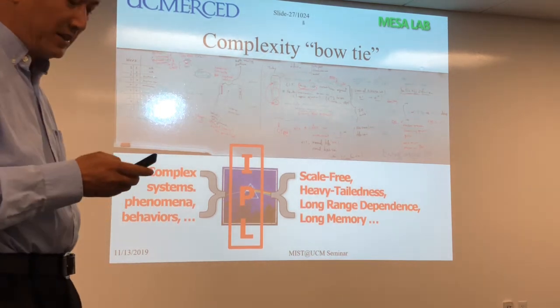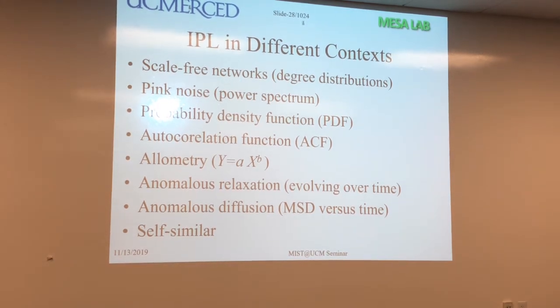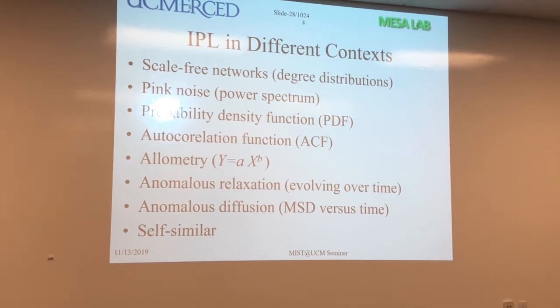So again, that inverse power law can happen in different contexts. We usually use it in scale-free networks. Degree distribution is proportional to 1/degree to the power of alpha. Pink noise is the power spectrum density, and what is the slope of it? It's not an integer multiple of minus 20 dB per decade. And the PDF is not decaying exponentially like Gaussian.